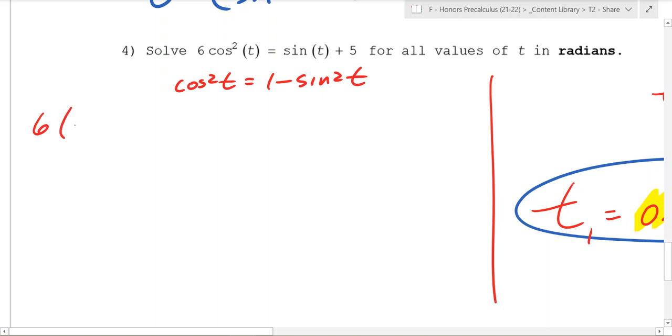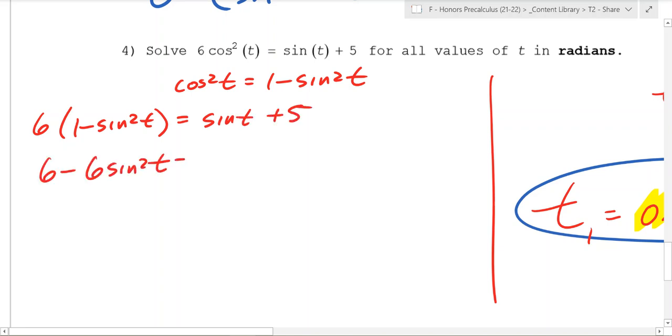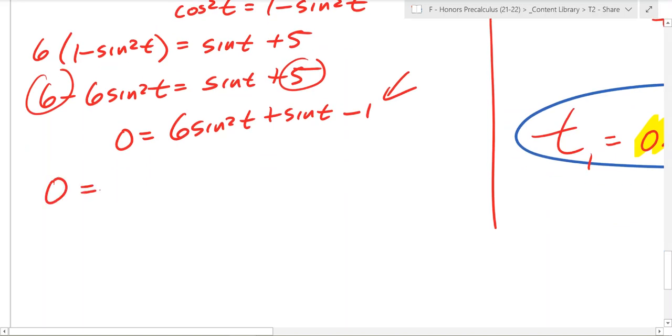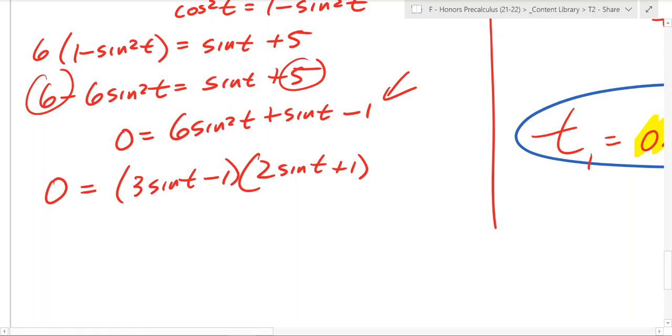So we end up with 6 times 1 minus sine squared t is equal to sine t plus 5. So you get 6 minus 6 sine squared t is equal to sine t plus 5. Put everything on one side. So 0 is equal to, in this case, 6 sine squared t plus sine t minus 1, because 5 minus 6 is negative 1. And then what does that factor into? Well, if you play around with it, you end up with 3 sine t minus 1 times 2 sine t plus 1. And if you want to figure that out, you can make it 6a squared plus a minus 1, and it factors into that, where a is equal to sine t.